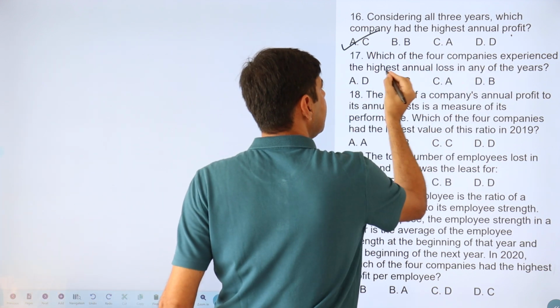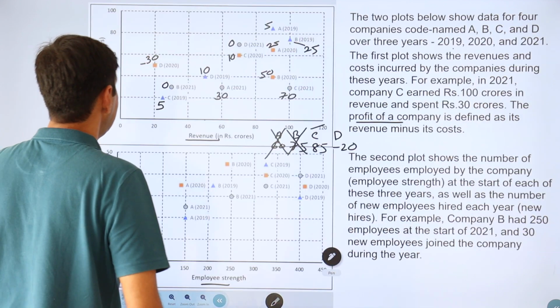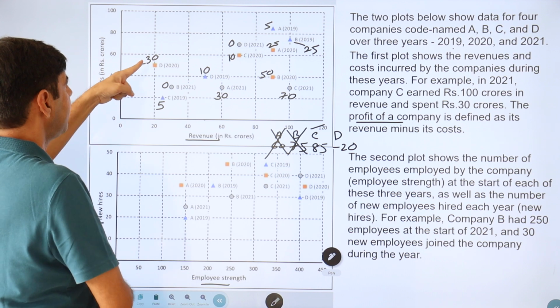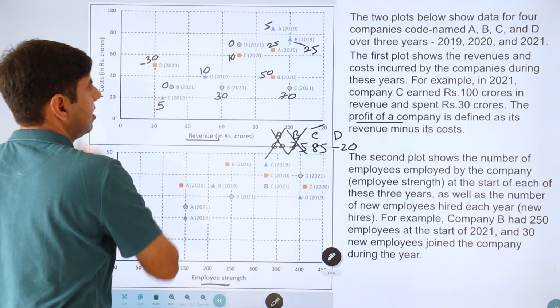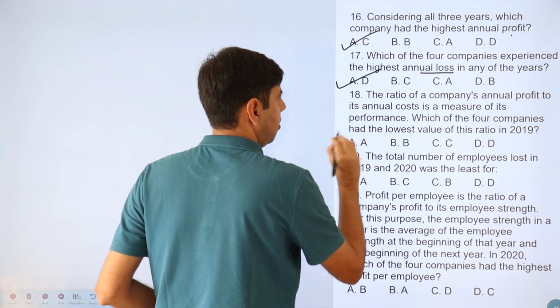Which of the 4 companies experienced the highest loss in any of the years? So I've already written down the highest loss is this, D, in the year 2020. So D had the loss, which is choice A.